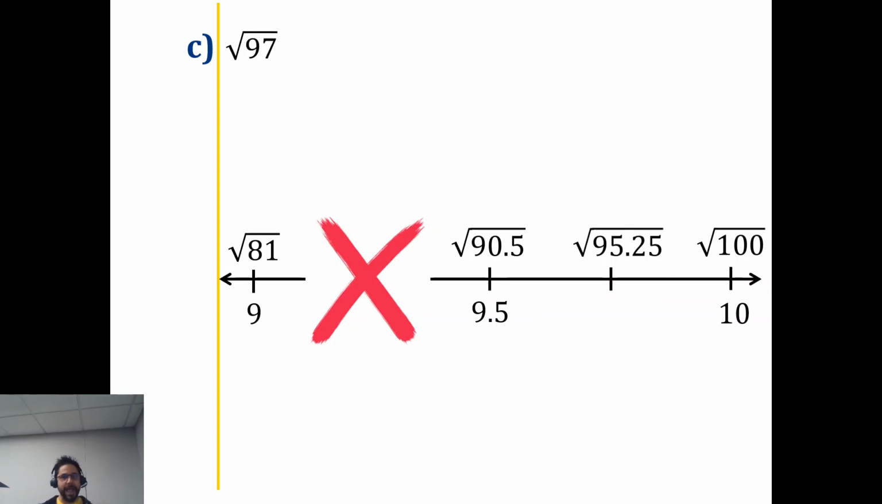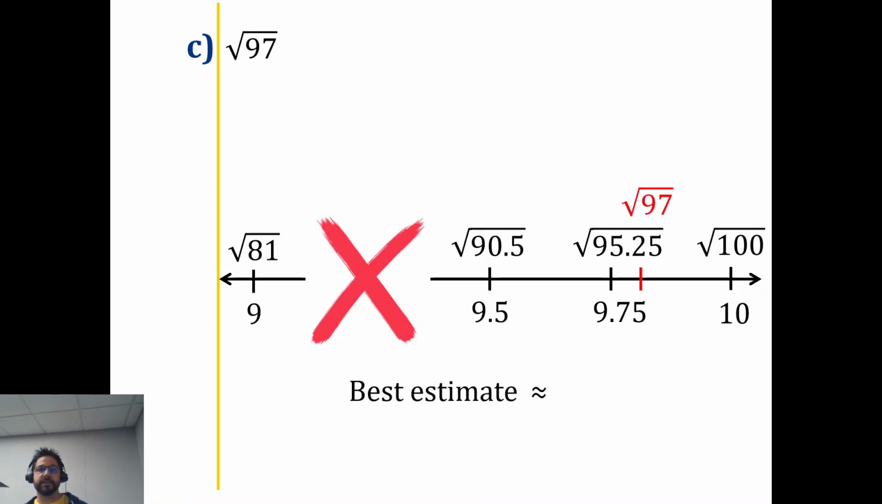If you're going to do the more accurate method like this, you've got to be really good with your addition and division. So it looks like we're a little bit bigger, according to this method, than 9.75. So it's either a 9.8 or a 9.9. Again, you want to get as close as possible, 9.8.